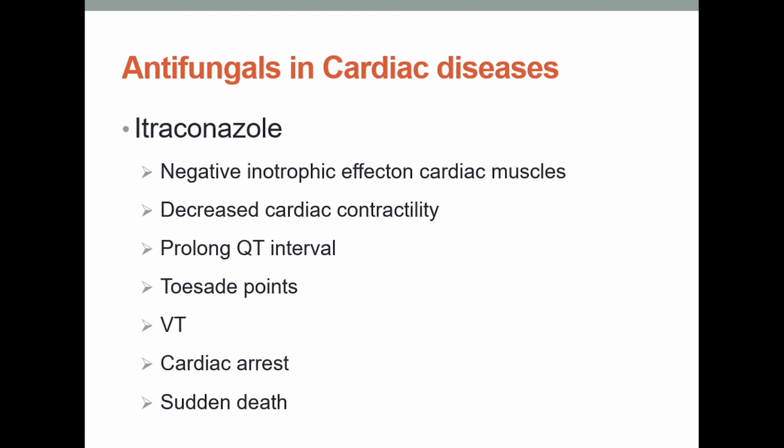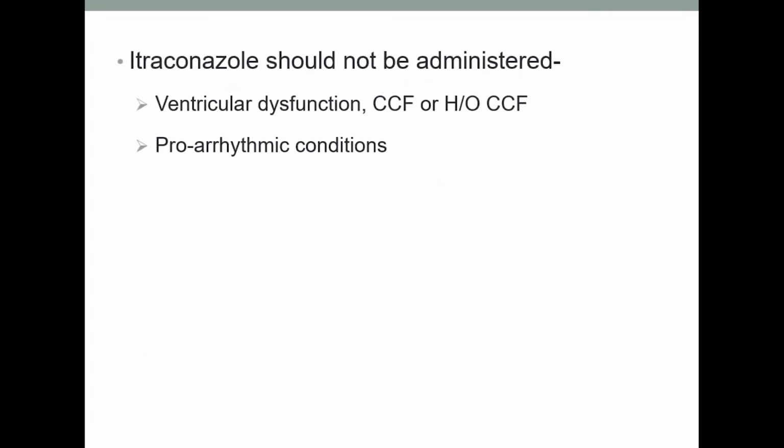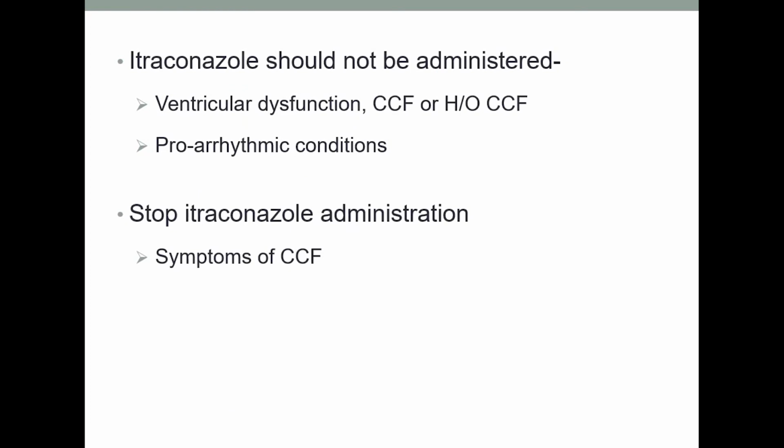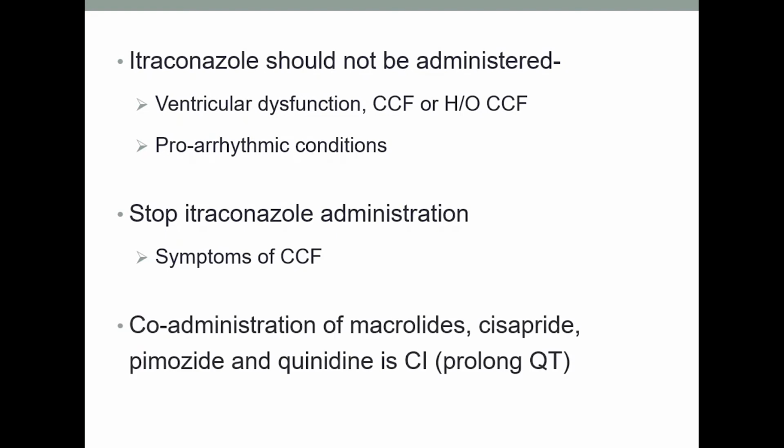Coming to cardiac diseases, itraconazole has a negative inotropic action on cardiac muscle, leading to decreased cardiac contractility. It also prolongs the QT interval and can cause torsades de pointes, ventricular tachycardia, cardiac arrest, and even sudden death. Next. In that case, itraconazole should not be administered in ventricular dysfunction, congestive cardiac failure, or history of congestive cardiac failure, and also proarrhythmic conditions. Need to stop itraconazole if the patient develops symptoms of congestive cardiac failure. In addition, co-administration of macrolides, cisapride, pimozide, and quinidine is contraindicated due to prolonged QT.